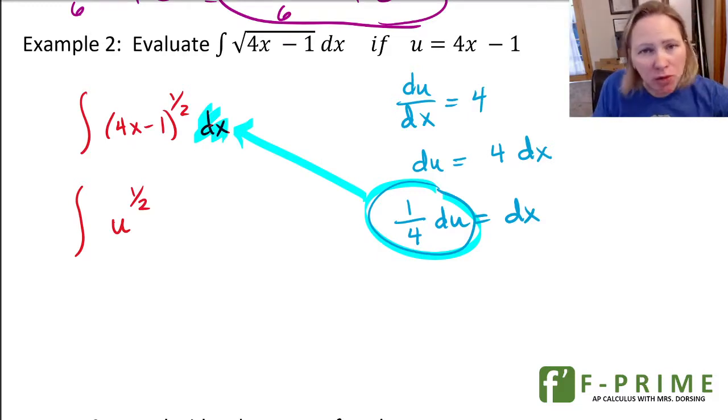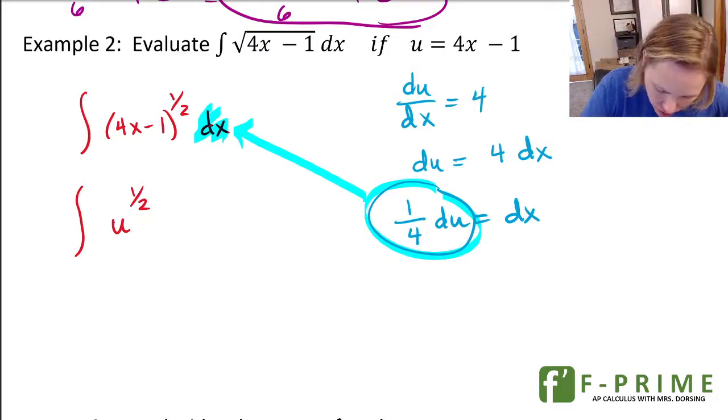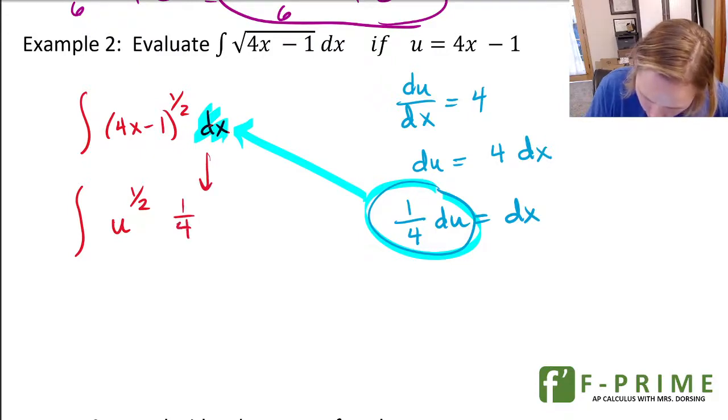Now I have a number in there, and it has to do with that chain rule. We're undoing the chain rule. That's the whole process of U-substitution. We have to find an equivalent form of dx in terms of du before we can find that antiderivative. So I'm going to go ahead and rewrite that. dx is just going to be 1/4 du.